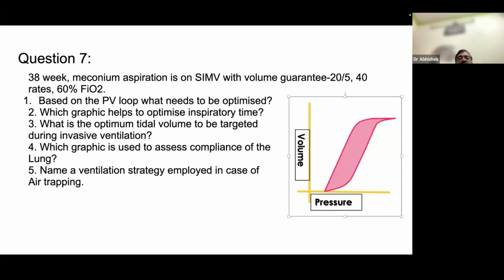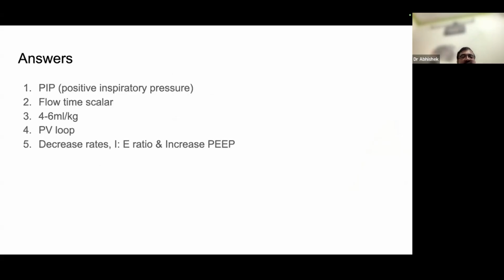If you have air trapping, what ventilation strategy will you employ? Increase TE. Okay, right answer. Increase PEEP. Right. What will you do for rates? Increase the rate is a wrong answer. Anushka, if you increase the rate, you may end up decreasing the TE. If expiratory time is decreased, air trapping will increase. You need to decrease the rate. Right. So I think most of you have answered it. If you have air trapping, decrease the rates, decrease IE ratio, and increase PEEP.